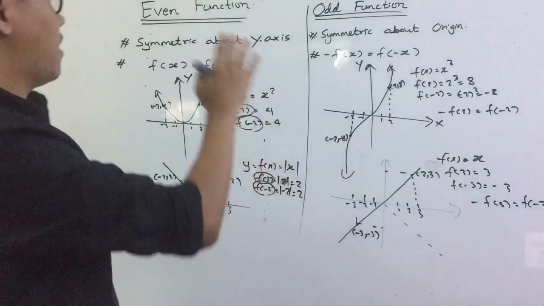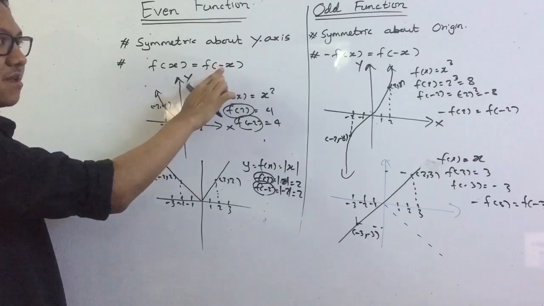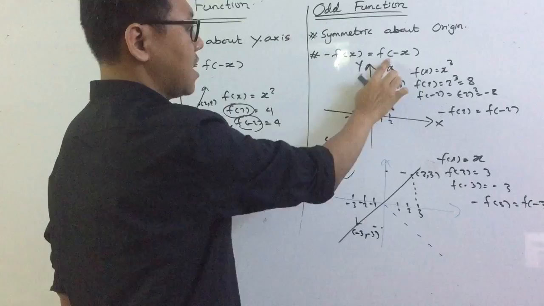So for an even function, symmetry about the y-axis, f(x) is always the same as f(-x). For an odd function, symmetry about the origin, -f(x) is the same as f(-x). Okay.